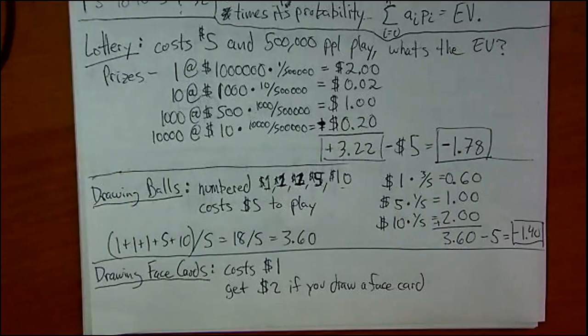So, take your pick. It costs $1 to play. You get $2 if you draw a face card. Maybe your friend gets $2 if they draw a face card. We'll say with replacement. We'll say we reshuffle the deck each time. It would be a lot more complicated without replacement.